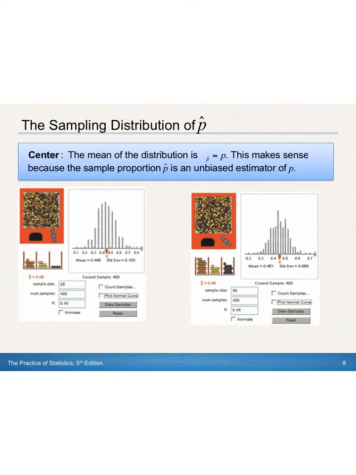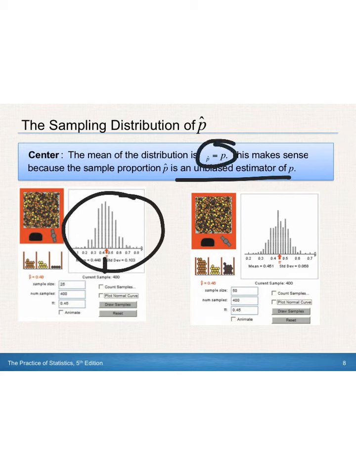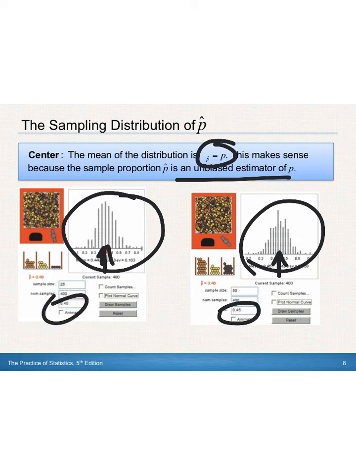The center, because p hat's considered an unbiased estimator, p hat is equal to p. So the mean of all of those is going to center out right there at p, and the mean of all of these is going to center right there at p, so p is 45. And so that's once you recognize that p hat is going to equal p.